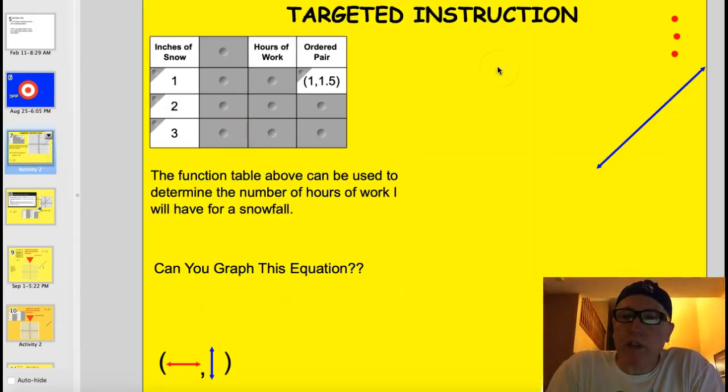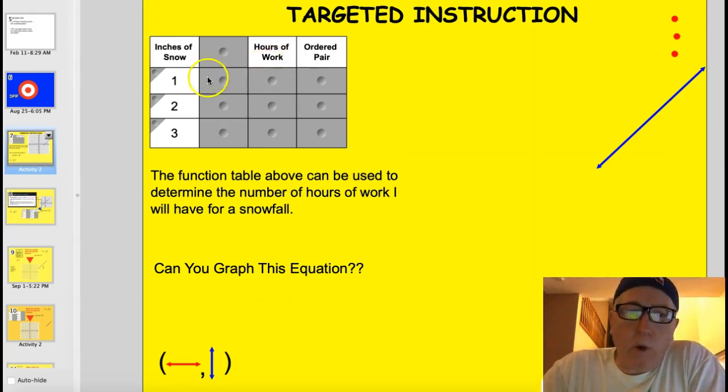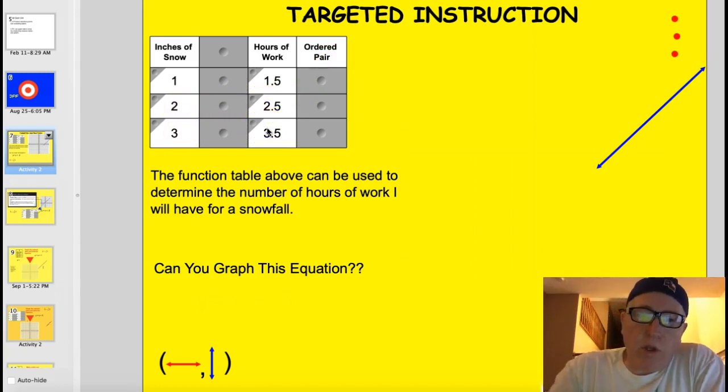Let's take a look at a real life problem just to start with. First of all, many of you know that I plow snow, and so this little function table I've made here can help me figure out how many hours of work I'll have to do for a given snowfall. So if I have 1 inch of snow, I generally have to work 1.5 hours. And if I have 2 inches of snow, it's about 2.5 hours. 3 inches of snow, 3.5 hours.